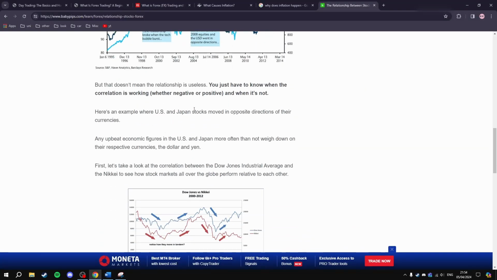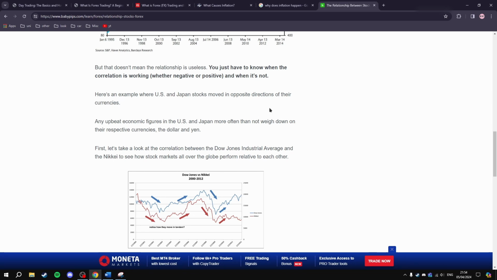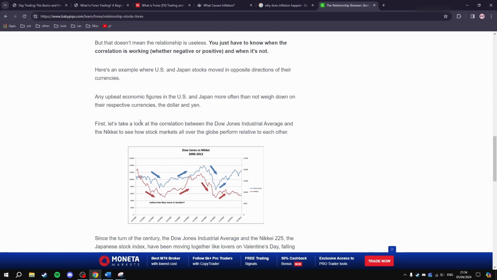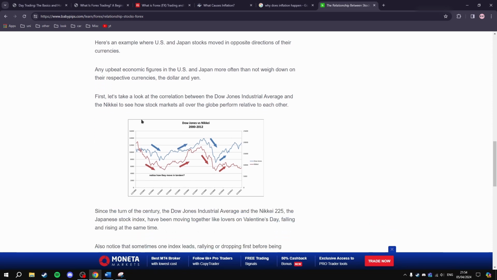Here's an example of where US and Japan stocks move in opposite directions of their currencies. Any upbeat economic figures in the US and Japan more often than not weigh down on their respective currencies, the dollar and yen.